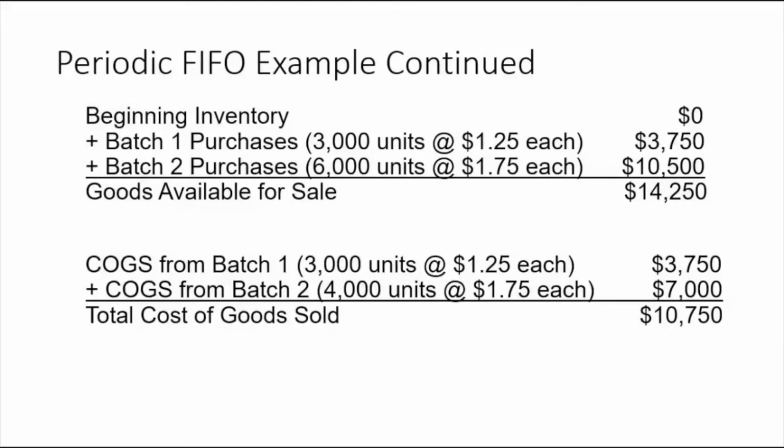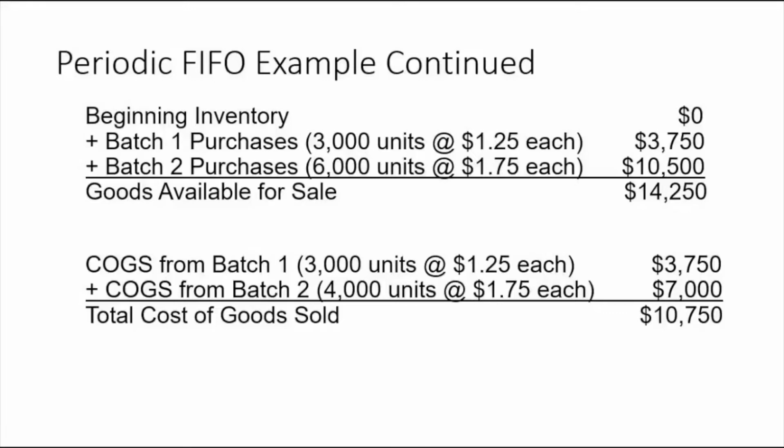So we'll begin by first calculating the goods available for sale by taking beginning inventory, which is 0 because they're in their first year of operations, they don't have any inventory to begin with. And then we'll add our batch 1 and batch 2 purchases. That'll give us a total goods available for sale of $14,250. So you may be thinking, we haven't really applied anything with first in, first out, and you're completely right.